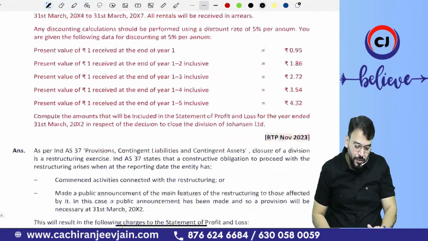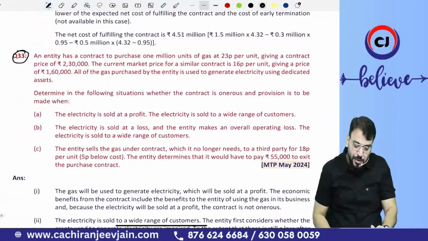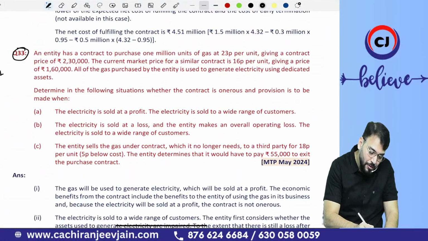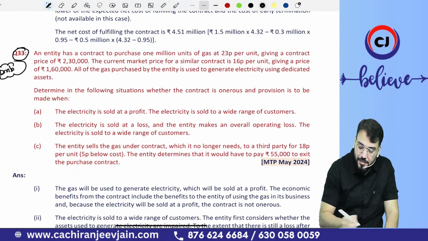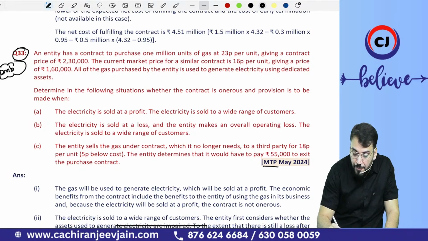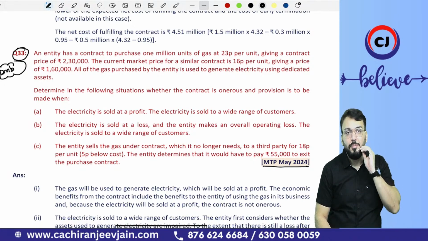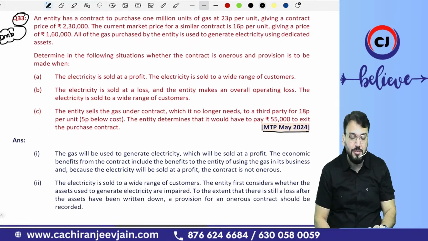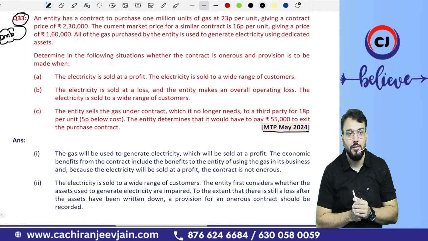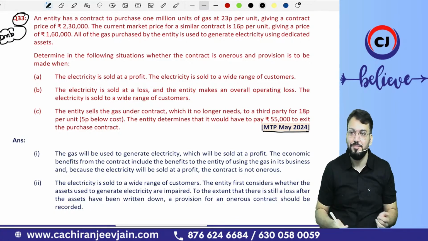Come to one newly inserted question. This becomes important. All the newly inserted questions are always important. You can see this was asked in MTP May 2024, Question 33, the last question. The last question is newly inserted.